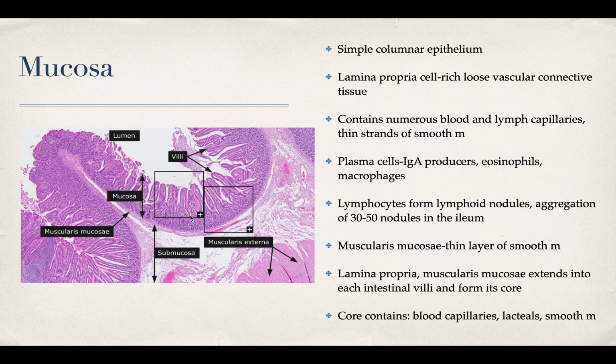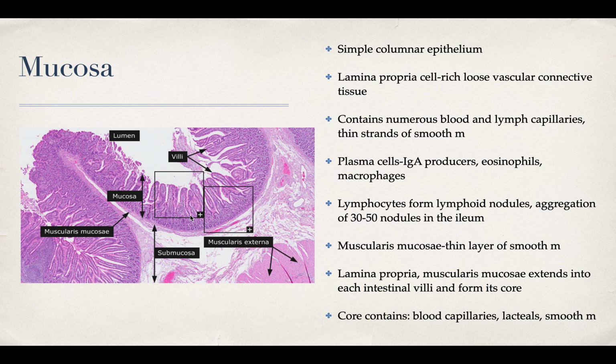So the mucosa is going to be made out of a simple columnar epithelium, and it's going to lie on top of the lamina propria, which has a lot of blood and lymph capillaries and a few strands of smooth muscle. The plasma cells are going to be the immunoglobulin A producers, and there are also eosinophils and macrophages. The lymphocytes will form the lymphoid nodules, and they aggregate in the ileum mostly.